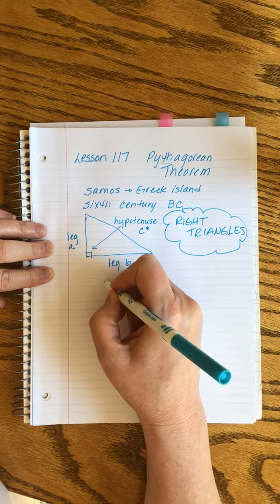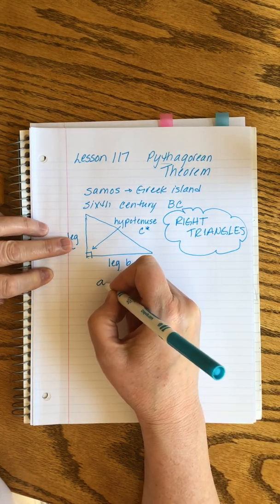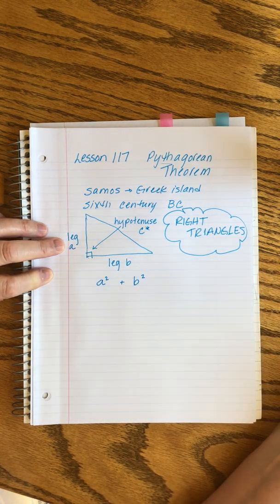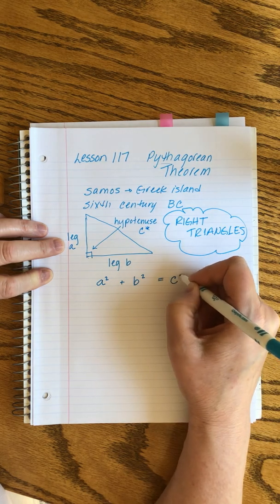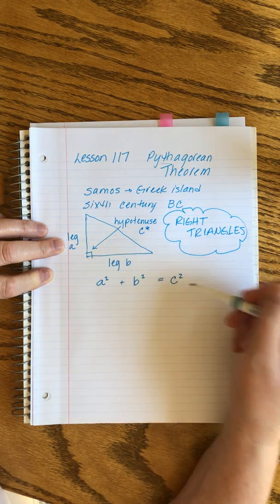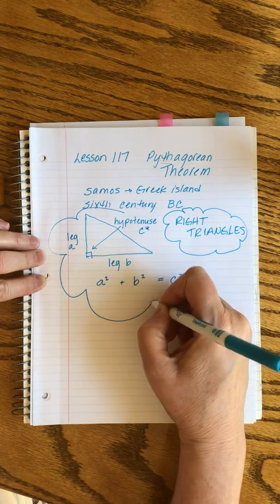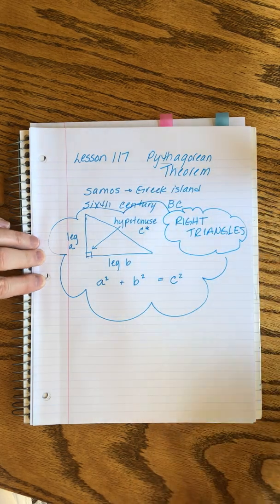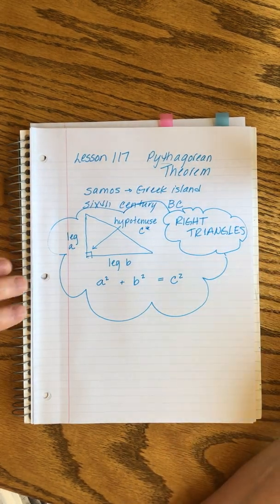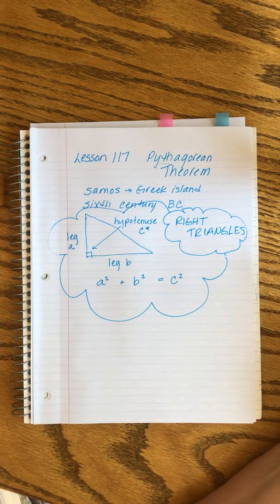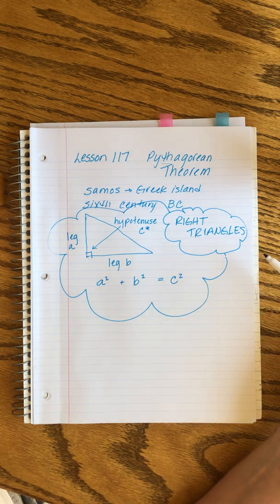He figured out that if you take the length of side A and square it, and add it to the length of side B squared, those two will total the hypotenuse squared. That's the Pythagorean theorem. Which is cool because what it means is that if we have any two of these three lengths, we can figure out the third by using this formula. And that's where the algebra comes in, because we have to learn how to solve that. Okay, so that's a really cool thing.